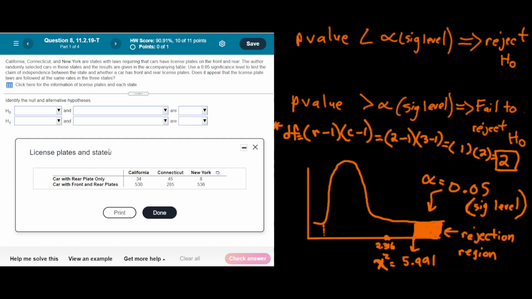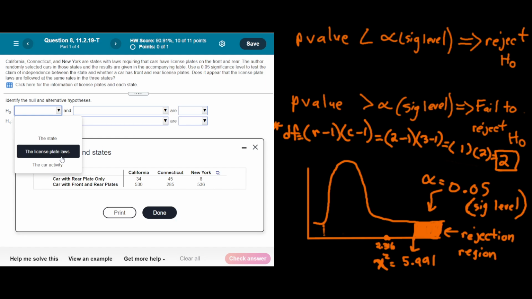Anyway, so what is our null? Let's look at the subject matter here. We have car with rear plate only, car with front and rear plates. Looks like that's the position of the plate for our first category. Maybe they're going to use different words to describe it. For the columns, we have California, Connecticut, New York. So those are going to be states. For our null hypothesis, we're going to see if the position of the plates is independent of the states. So let's see if it's consistent with that.